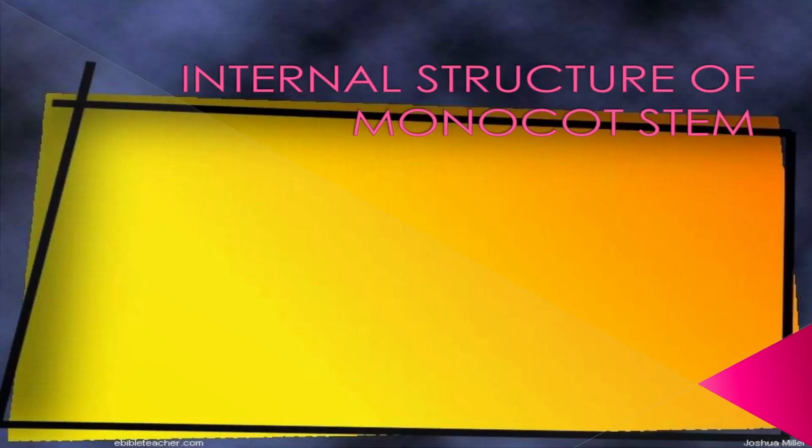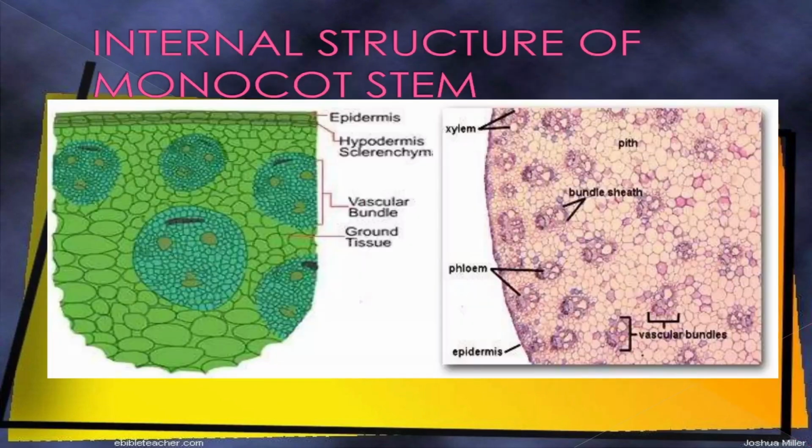Now we will discuss the internal structure of the monocot stem. This image shows the internal structure of a monocot. In monocot stems, the vascular bundles are scattered throughout the ground tissue. Like monocot roots, monocot stems are protected by an outer layer of dermal tissue called the epidermis. The rest of the stem is made up of ground tissue and vascular tissue.